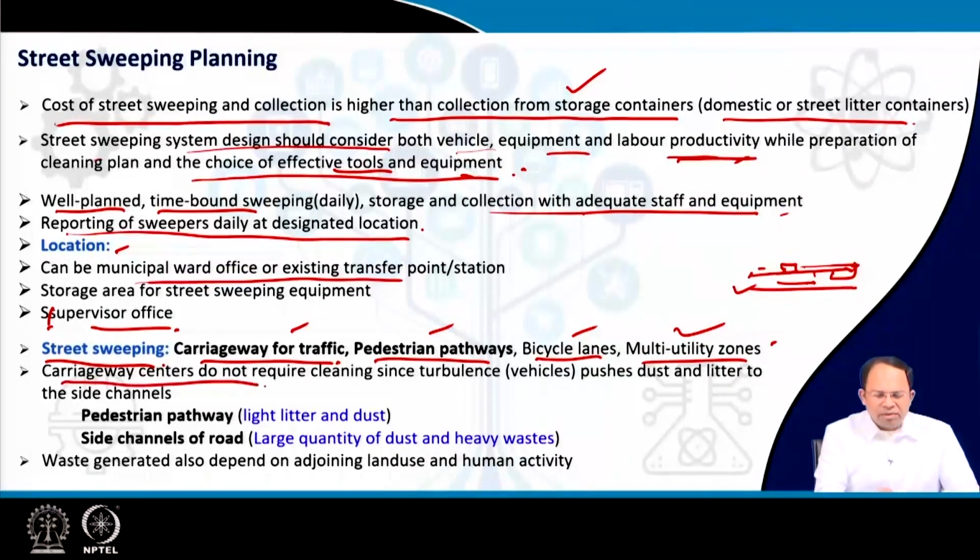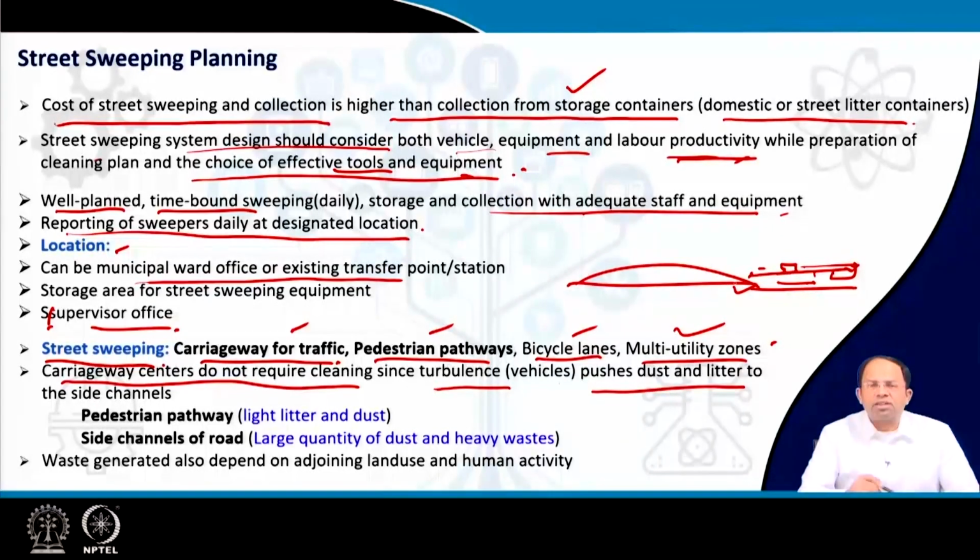Now, the main carriageway, the one where vehicles travel, usually does not require cleaning often. Because vehicles move through those pathways, they create turbulence in the air, and because of that, it pushes the dust and litter to the side of the streets or to the side channels of the street. So, in most cases, the profile of the street section is like this. Everything will move to the two sides, and usually this is the curb, this is where it gathers. So, this is where we have to clean it from.